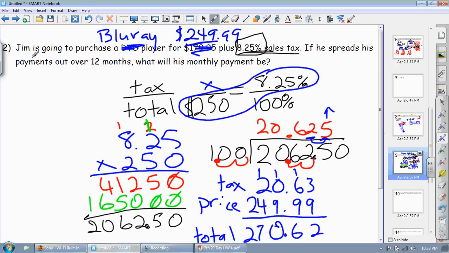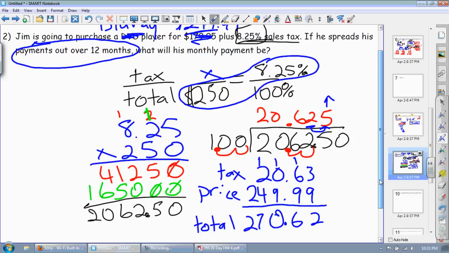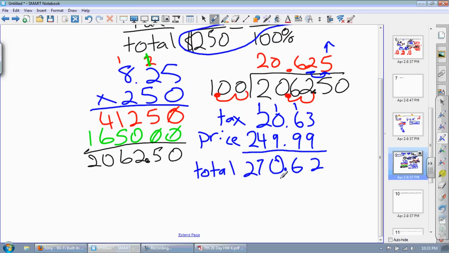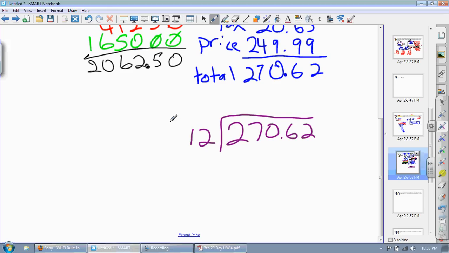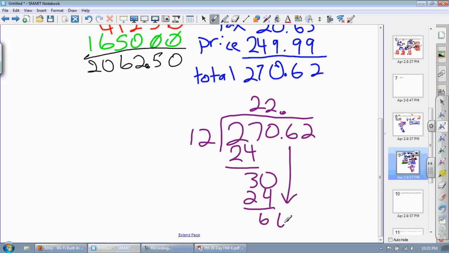He wants to pay over 12 months. So how can we break this into 12 payments? We can divide. So we can say, what is 270.62 divided by 12? This is just a regular division problem. 12 goes into 27 twice. It's 24. 3. It's 2 again. Bring down the 6. Then 12 goes in 5 times. That'd be 60.